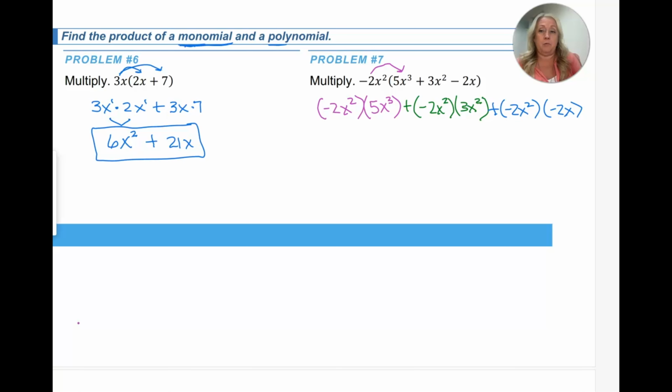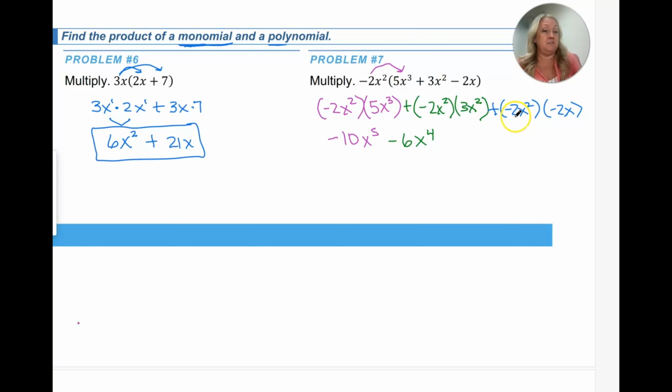So when we multiply negative 2 times 5, we get negative 10. X squared times x to the third. We've got to add those exponents together, because remember, it's connected by multiply. So x to the 2 plus 3 is the 5th power. Now we've got negative 2 times 3 is negative 6. And then we have x squared times x squared, which is x to the 4th.